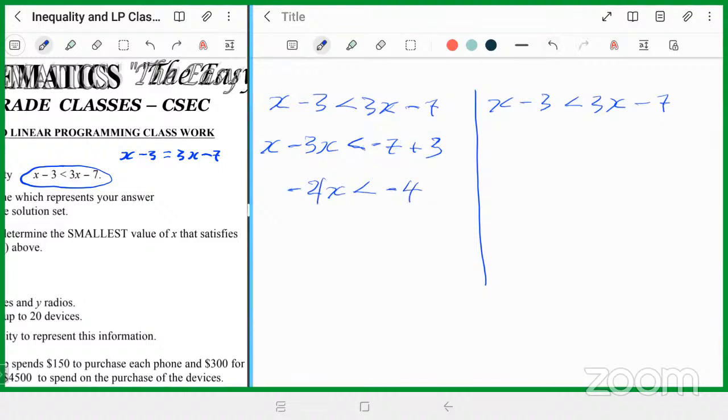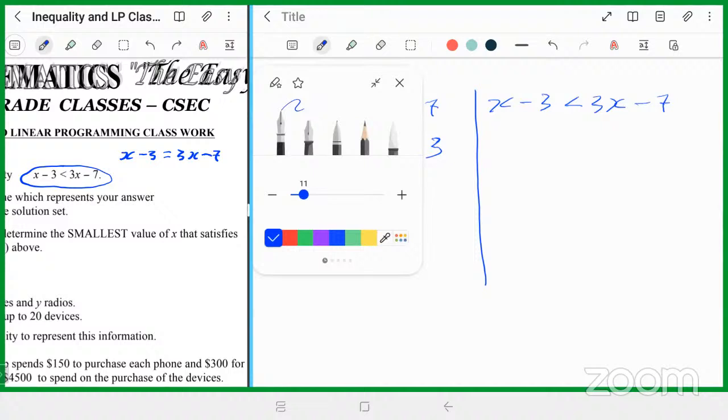So now we want to make this x the subject. I have to get rid of this negative 2 that is multiplying the x. So to get rid of that negative 2, I need to divide both sides by a negative 2. But remember now, because I'm dividing with a negative number, this sign has to be reversed. So let's write it out in red.